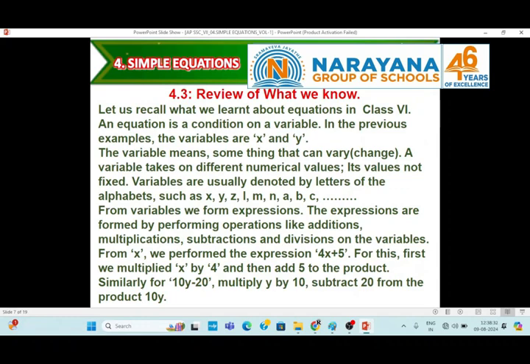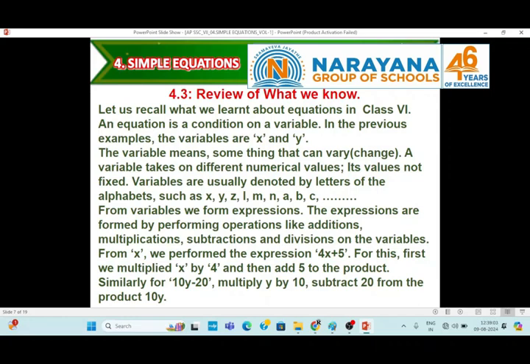Now, the next subtopic, review of what we know so far. Let us recall what we learned about equations in class 6th. An equation is a condition on a variable. X stands for 15, y stands for 7. So, it is a condition on a variable. In the previous examples, the variables are x and y. The variable means something that can vary.